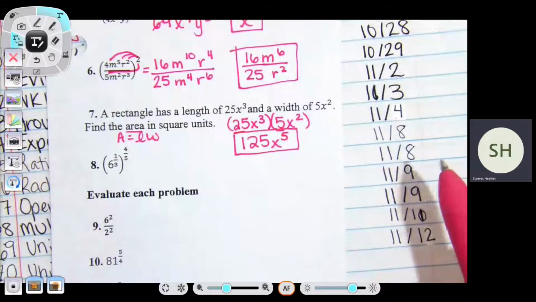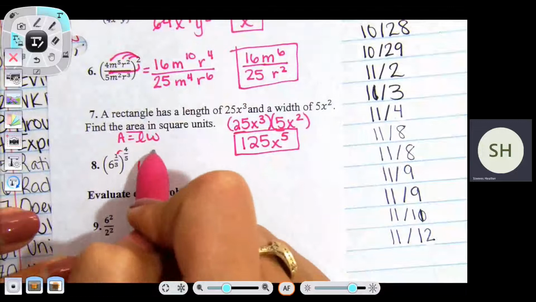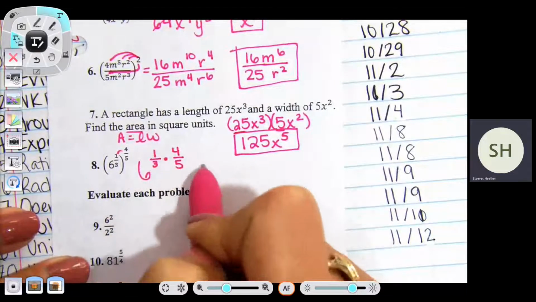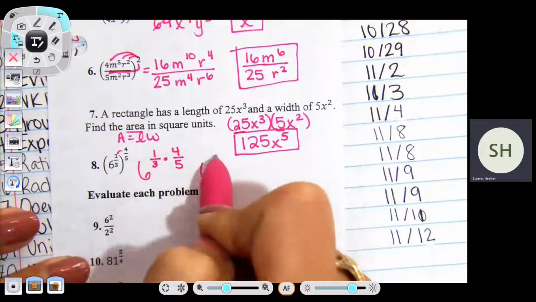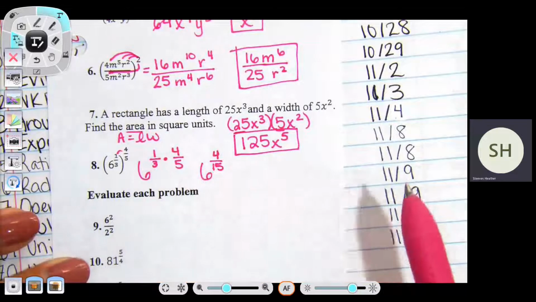Question 8 is power to a power, so I'm going to multiply these. So I have 6 to the 1/3 multiplied by 4/5. So I keep the 6. 1 times 4 is 4. 3 times 5 is 15. And then you can just stop.